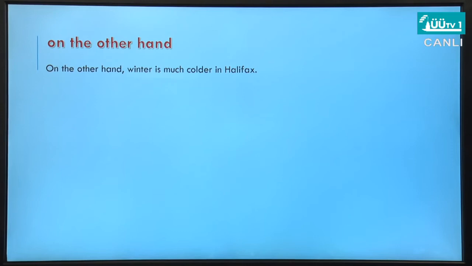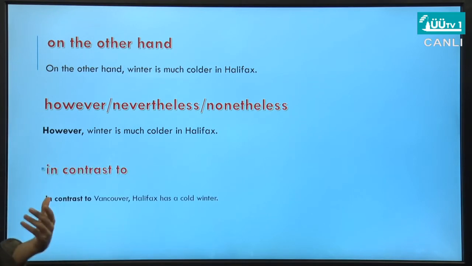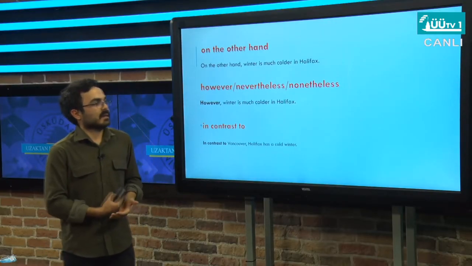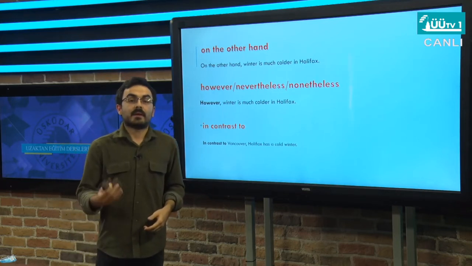On the other hand, winter is much colder in Halifax. When we use this, on the other hand, we are making contrast. Again, however, nevertheless, nonetheless. However, winter is much colder in Halifax. Or in contrast to Vancouver, Halifax has a cold winter. Again, these three conjunctions, we can use as contrast signal words when we write our compare and contrast paragraphs.